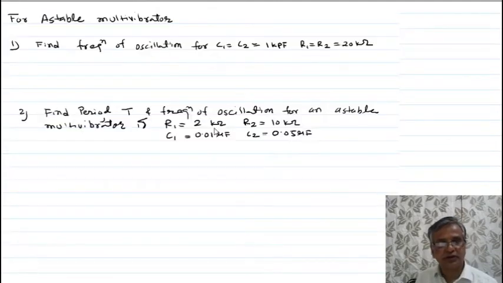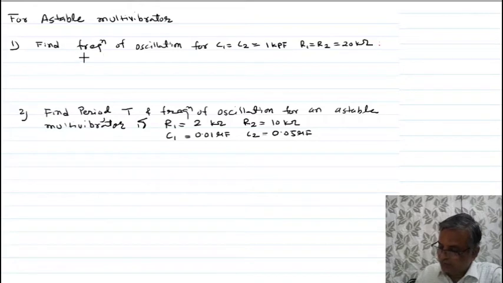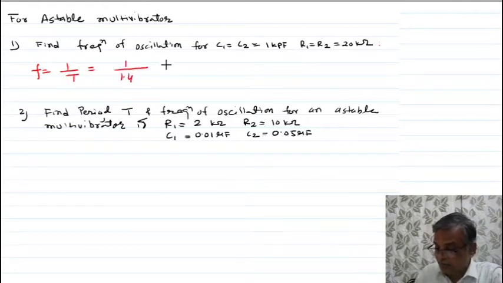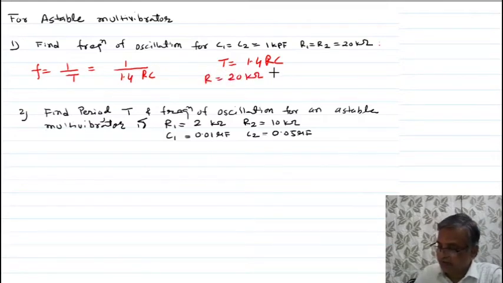Let us do the numerical for the astable multivibrator. Find the frequency of oscillations for C1, C2 equal to 1 kPF and R1, R2 equal to 20 kilo ohm. Look here, you have to find the frequency of oscillations. You know that F is equal to 1 upon T, and we have already done in theory that T is 1.4 RC. Here R is 20 kilo ohms and C is 1 kPF, and you have to find the answer.